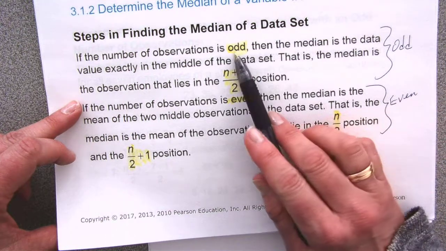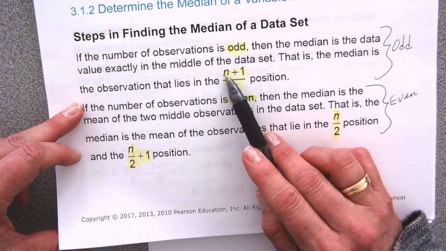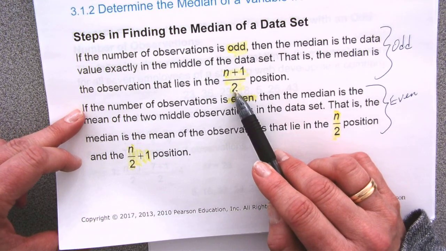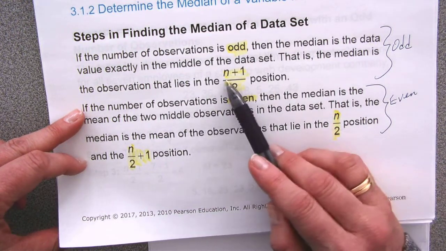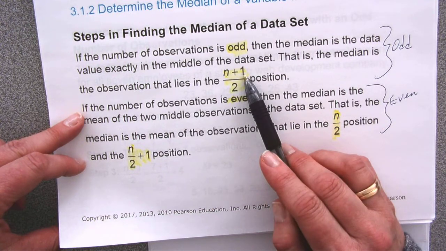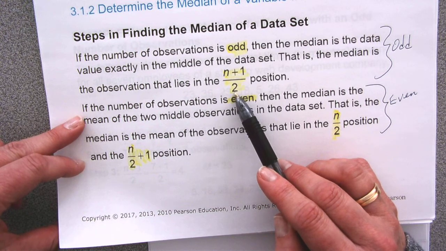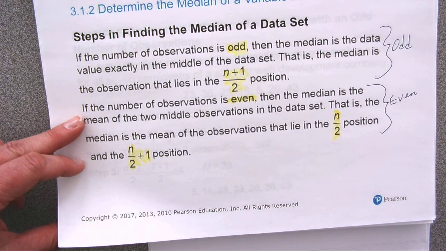So if it's an odd number of observations, then you're going to take your number of observations, add 1 to it, and divide by 2, okay? So let's say I have 501 observations, okay? 501 plus 1 is 502. Divided by 2 is going to be 251. Okay, so once you put your numbers in ascending order from smallest to largest, it would be the 251st value. That would be your median.